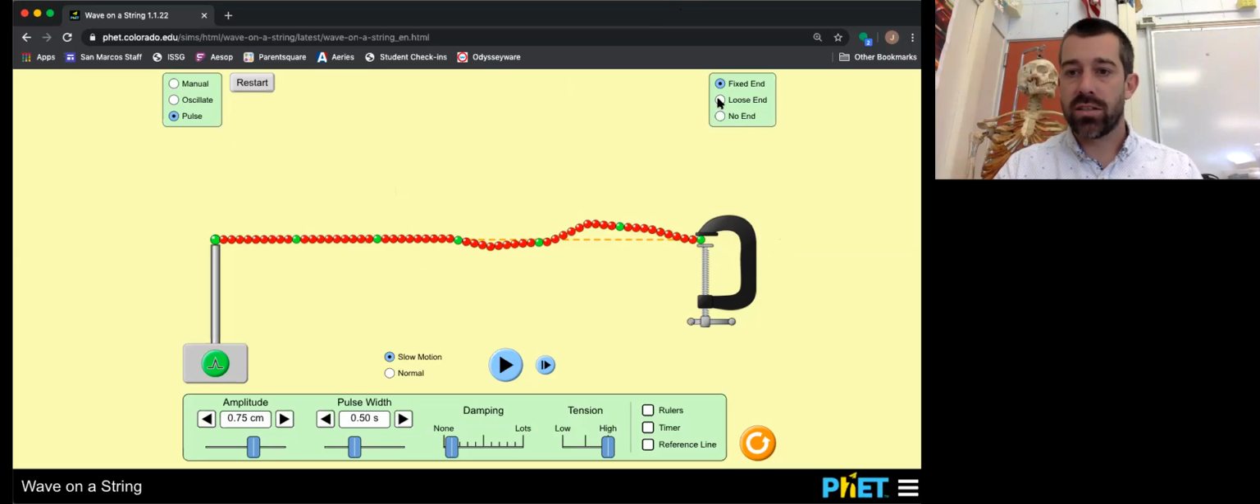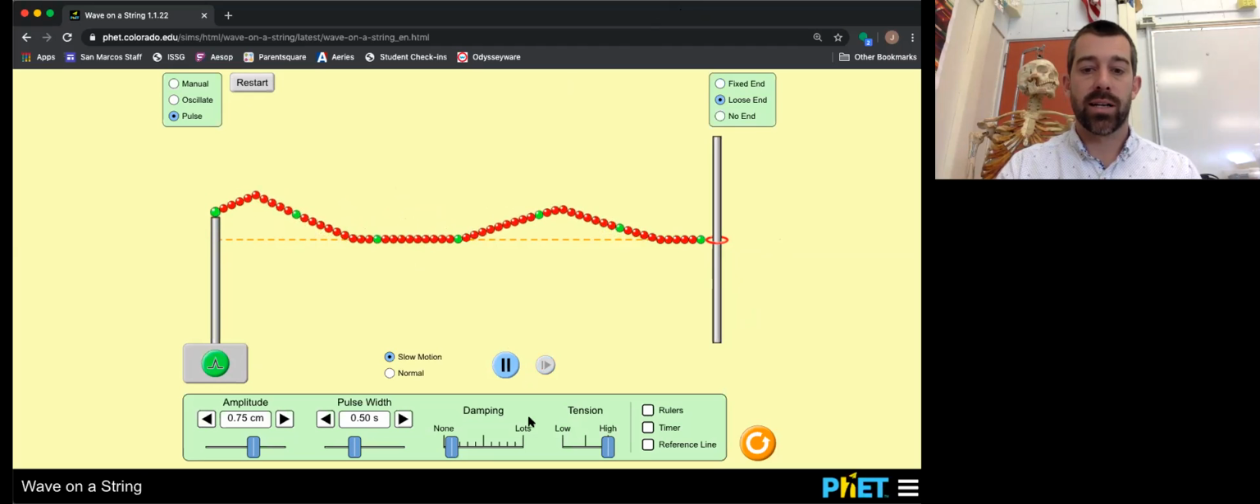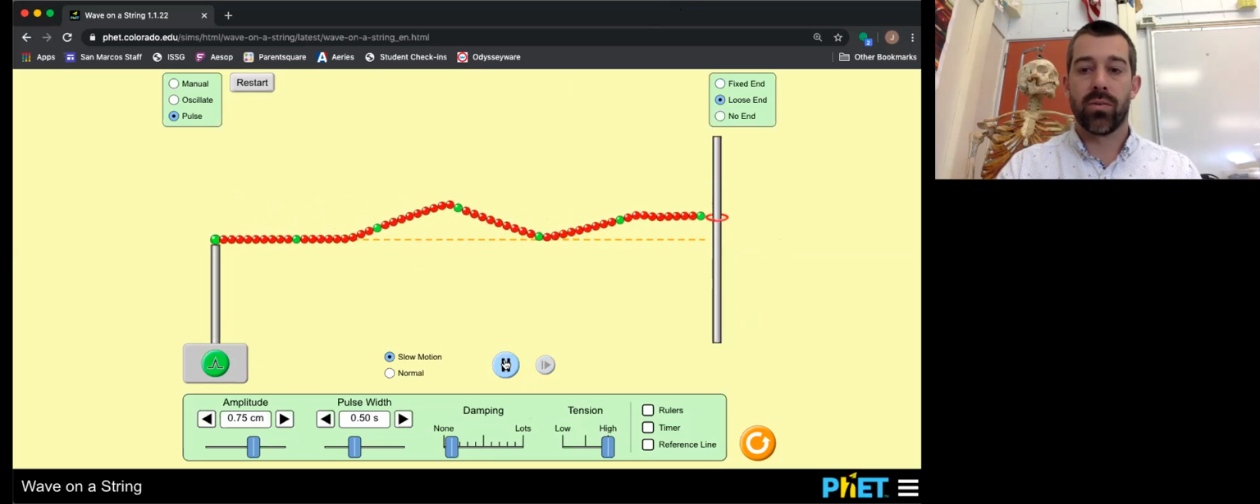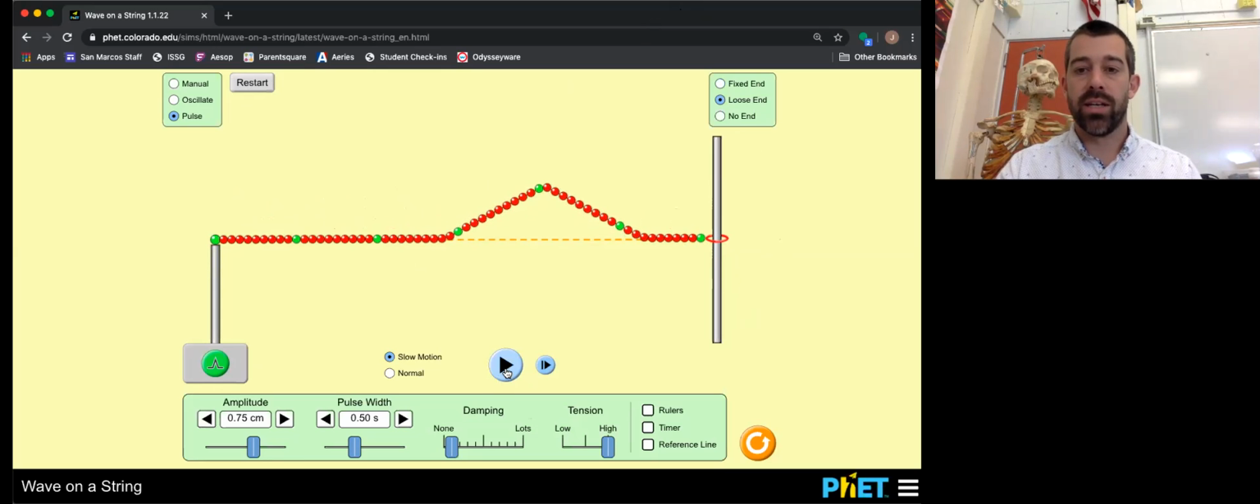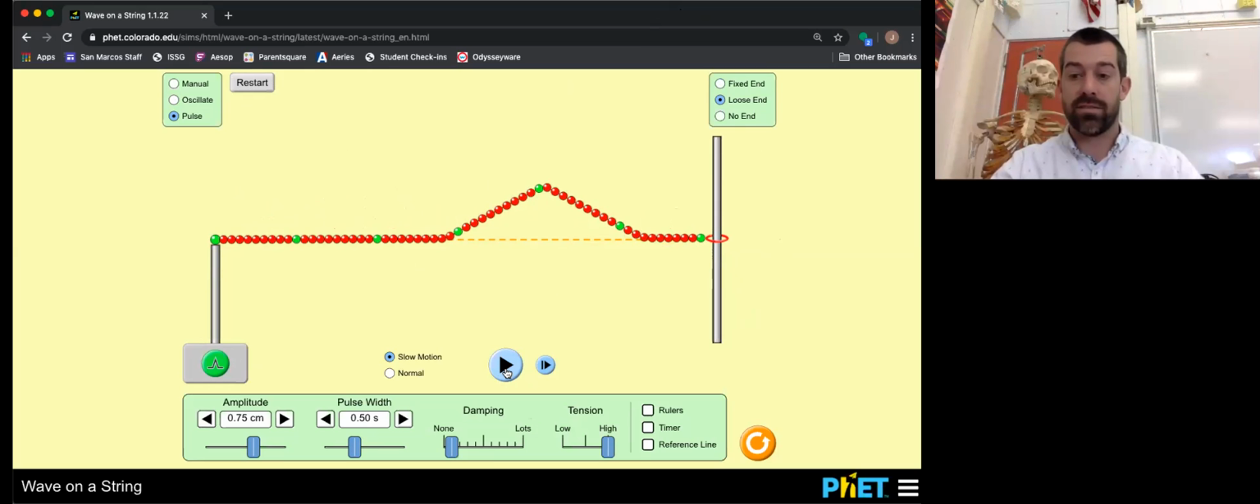If we change this to a loose end, we can see what happens when two waves that are both crests arrive at the same spot at the same time. So again, we're going to have our incident wave and our reflected wave. And when they run into each other, they make a bigger peak. This is called constructive interference, right?